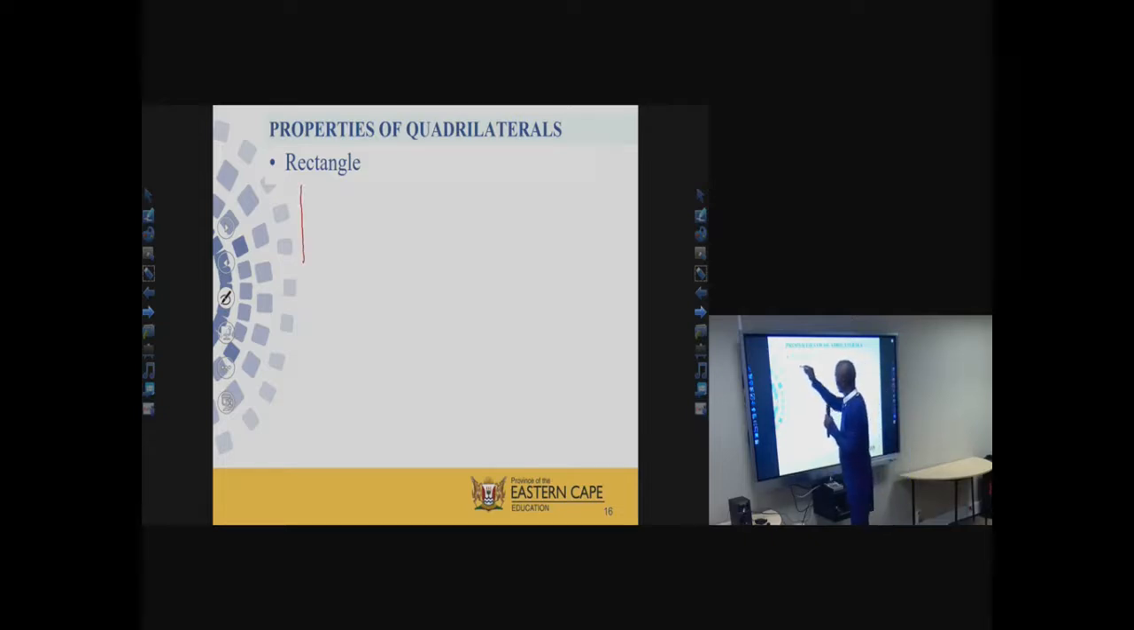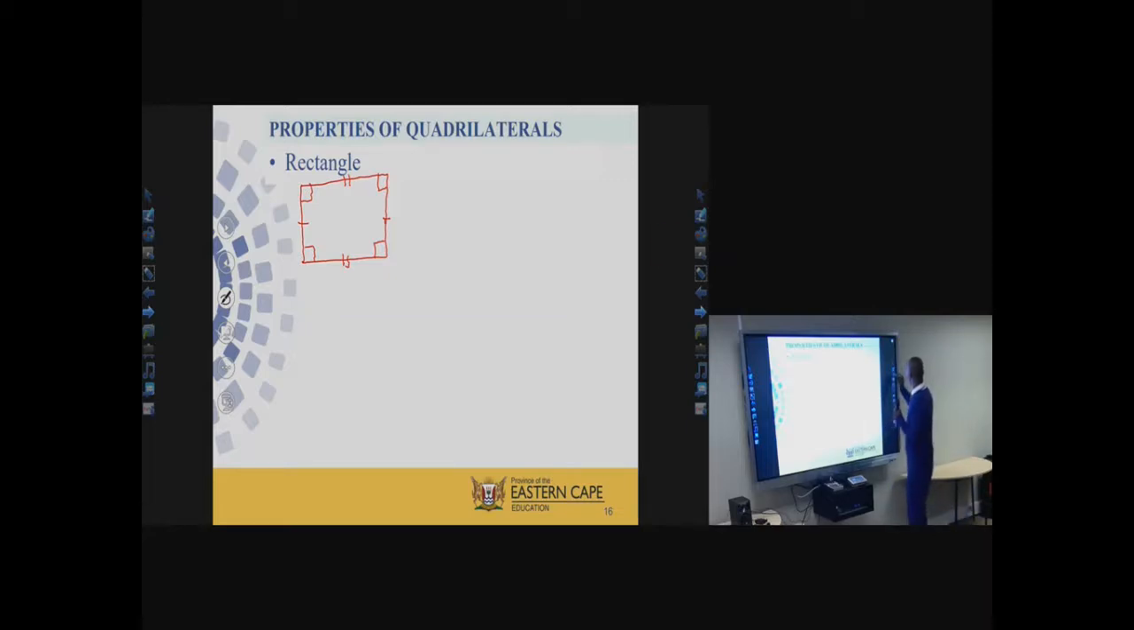A rectangle, as long as you are having a situation where all these angles were 90 degrees, and then this side is equal to that, and that side is equal to that, it means that is a rectangle.